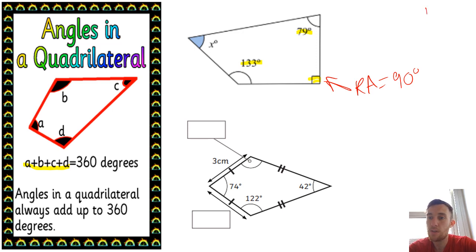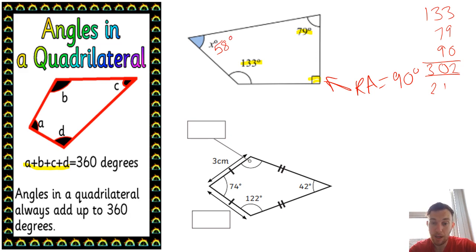So 133, add 79, add 90. 9 add 3 is 12. 9 add 1 is 10, 7 add 3 would be another 10, so that's 20. And then 1 add 2 is 3. So I've got 302. So I would do 360 take away 302, or I could just find the difference. And I know mentally the difference there would be 58. So x is equivalent to 58 degrees.